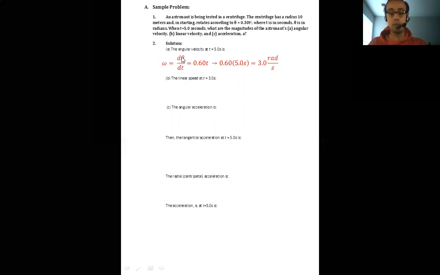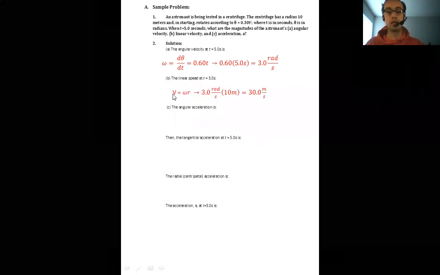A, the angular velocity at t equals 5 seconds. Again, we remember that the angular velocity is the first derivative of the position function. And so that's the first derivative of 0.30 t squared. We go ahead and execute that, plug in for 5 seconds, and we find that it's 3.0 radians per second. How about the linear speed? Well, we know that the linear speed is simply omega times r, or 3.0 radians per second times 10 meters, which is the radius that we're given, or 30.0 meters per second. And note also, because radians are unitless, we have meters per second, and everybody's happy.